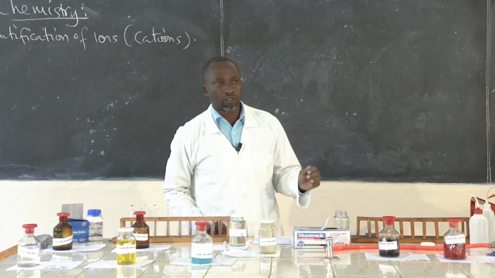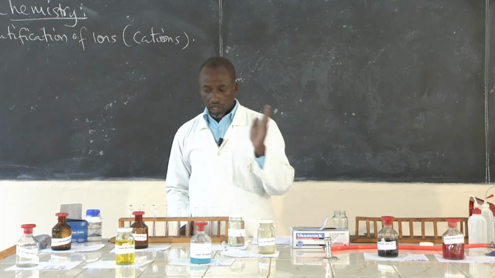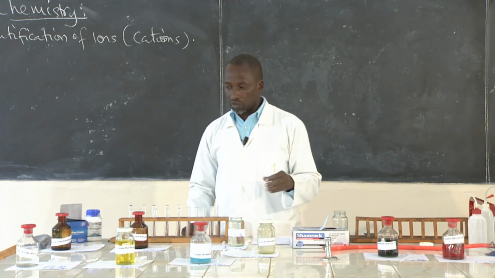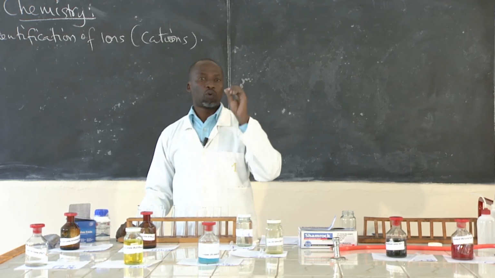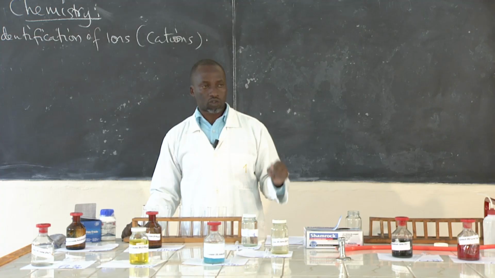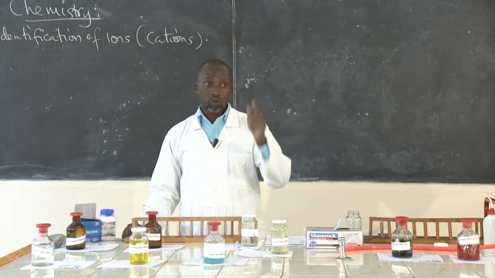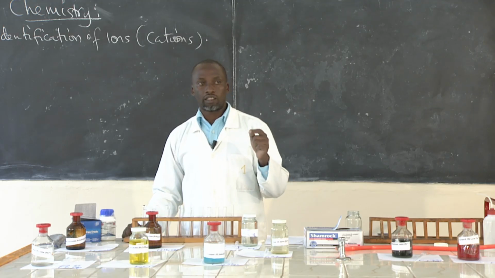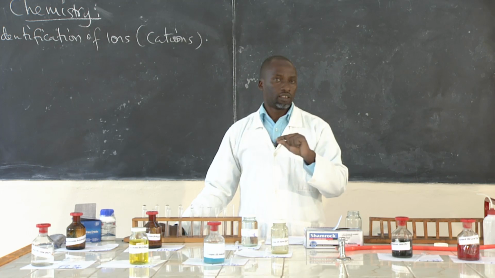When I mention the ions, one would maybe ask themselves, if we are using the cations, where are the other ions? So this time we are just looking at the cations. You remember in the previous lesson, we looked at the ions, iron 2 and iron 3.